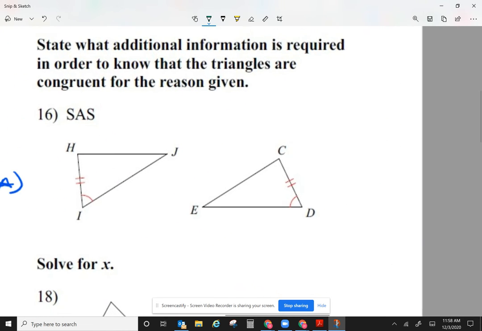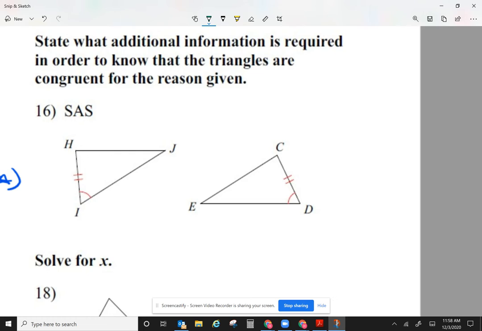Now let's take a look at number 16. State what additional information is required in order to know that the triangles are congruent for the reason given. So I'm giving you a rule. I want this to be side, angle, side. So two sides and the angle in between. From the three marks that you're supposed to have, I don't have one. That's what I'm asking. What additional information is required? I'm missing one mark. My question here is, what am I missing?